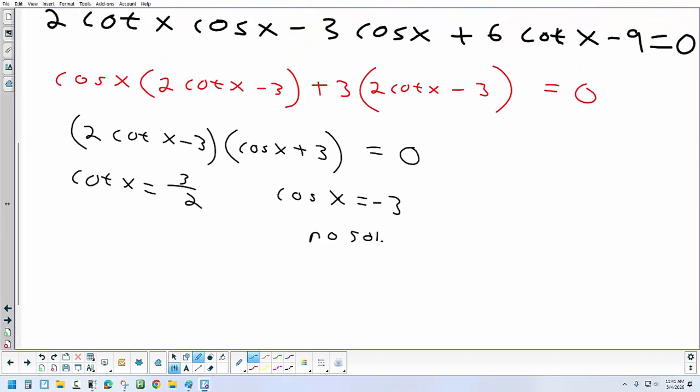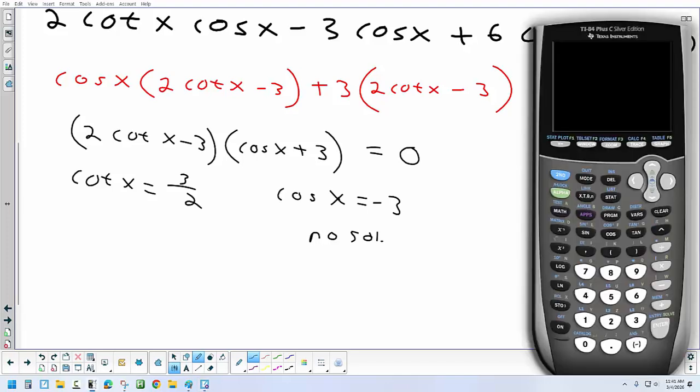But let's look at the factor on the left. Cotangent x equals 3 over 2. How would we get x by itself there? Inverse cotangent? You would need inverse cotangent. Well, you don't have that button on the calculator. So we need to do something else besides inverse cotangent. One over inverse tangent? Not quite. You're kind of close there.